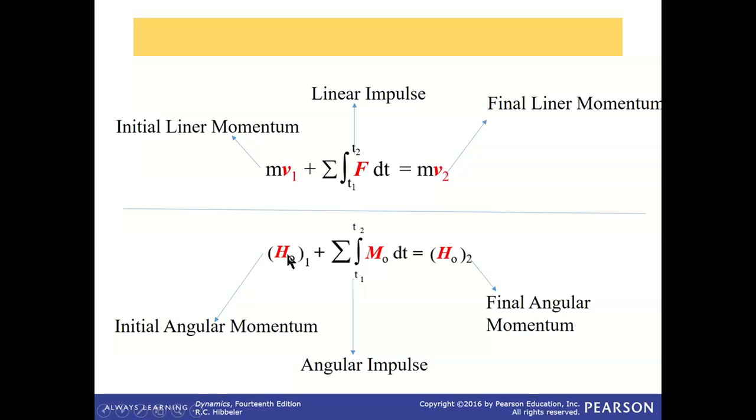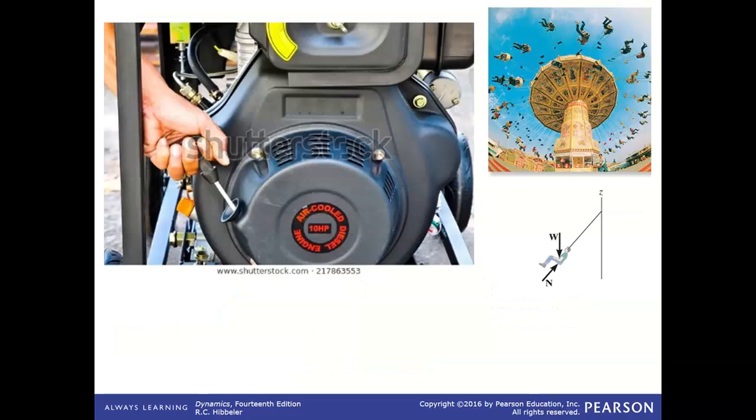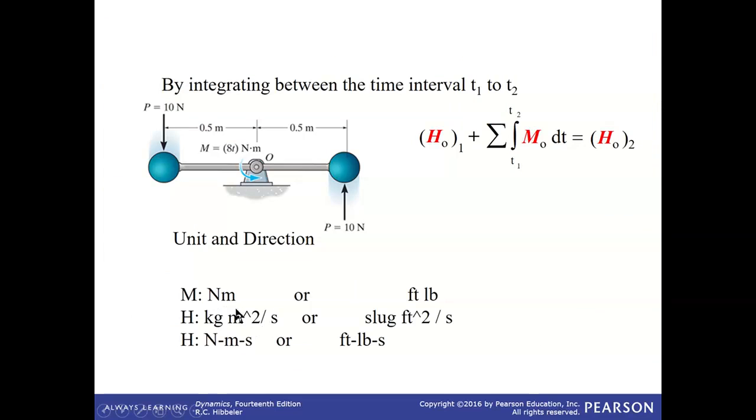And you also notice that angular momentum is the product of mass, velocity, and distance. So the second unit for angular momentum is kilogram, velocity is meter per second, and the distance is meter. So the other unit for angular momentum is kilogram meter square per second for the SI system. So two units for angular momentum: Newton meter second or kilogram meter square per second. For the FPS system, it's foot pound second or slug feet square per second.